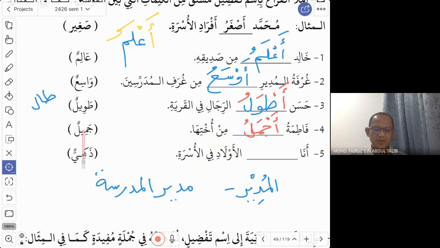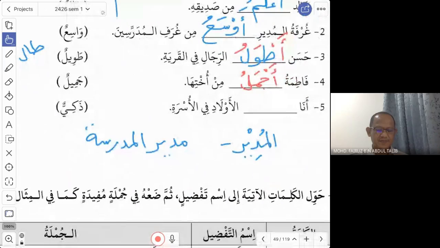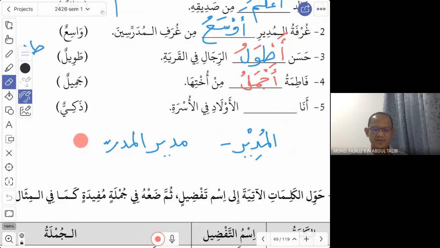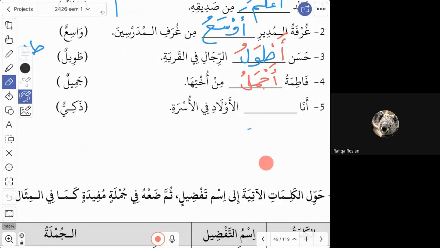So they want you to change the word zaki. Zaki means clever or smart. So you want to say I'm the smartest son in my family. How do you change this to isim tafdil? Zaki. Yes, try this. Azkayun.